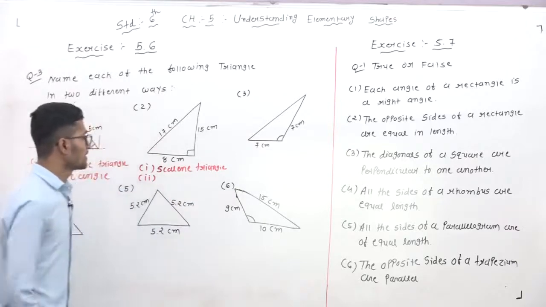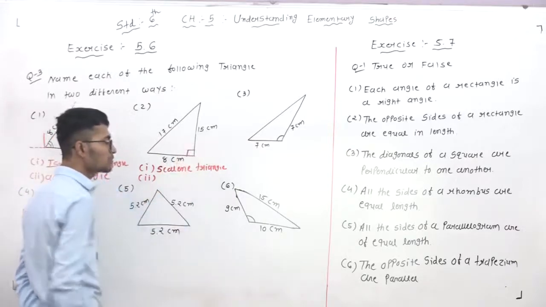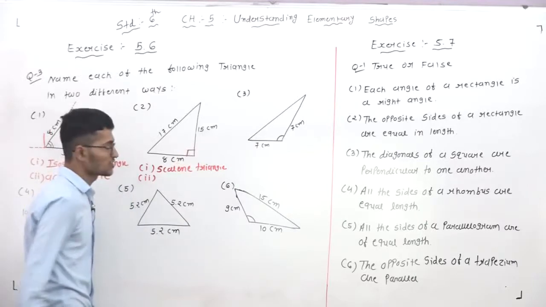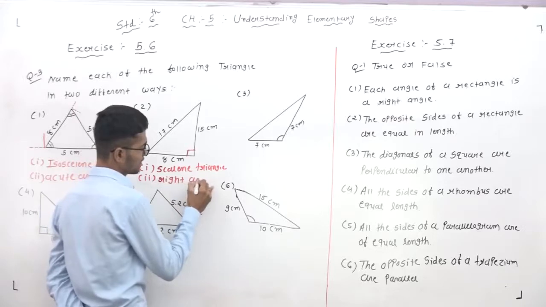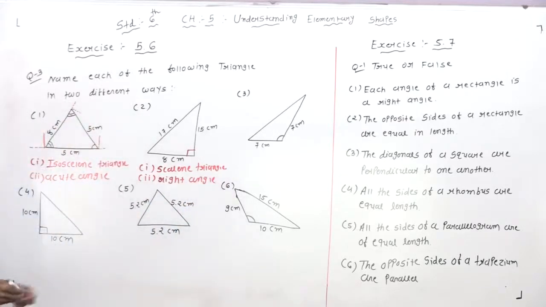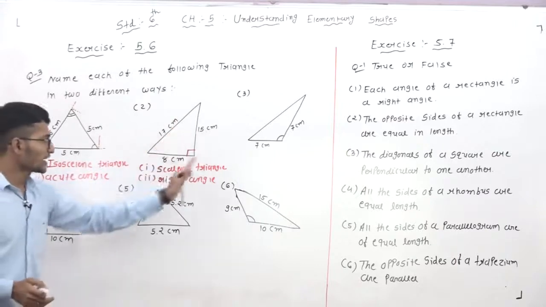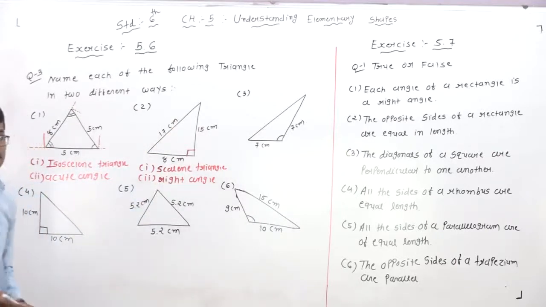Okay. Then after, one angle sign is given. Which type of sign is this? This one is the right angle sign. It is called a right angle triangle. Right angle triangle. So these are the two ways: it is called a scalene triangle and it is called a right angle triangle. Scalene triangle and right angle triangle.